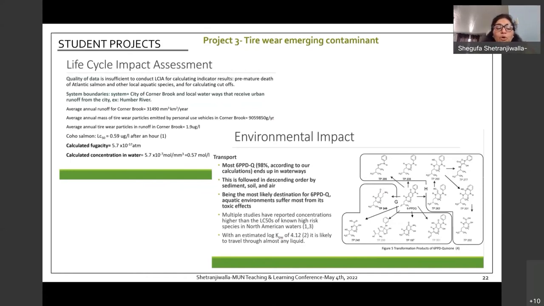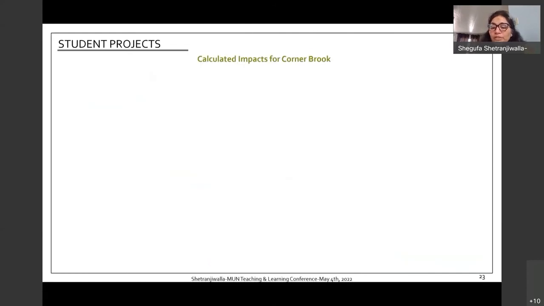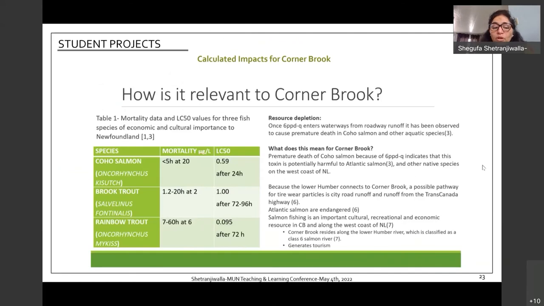yet. And so it was very interesting how they used life cycle impact assessment and environmental impact assessment from literature and from their calculations to arrive at their data. They calculated this and presented to the city why it is relevant to Corner Brook. How does it impact the species that are important for Corner Brook and its economy, and what can we do to change that? They also looked at other life cycle impacts like acidification potential, etc., but they were not found to be extremely harmful.